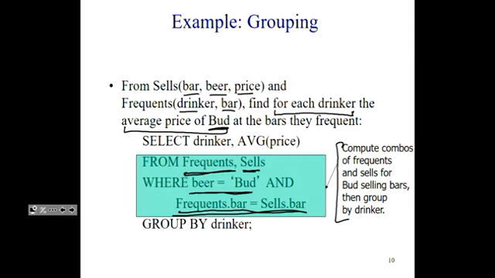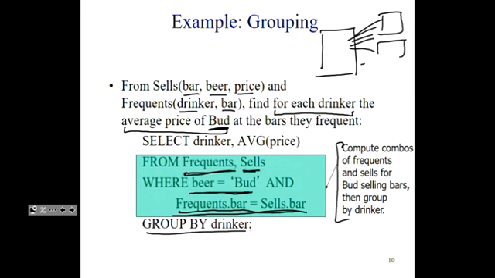Then I'm grouping by drinker. Okay, so I'm taking the result, and then I'm categorizing it into various groups, one group for drinker 1, one for drinker 2, and so on. And for each of those groups, G1, G2, G3, I'm going to then compute the average price, and then have that be part of the output. All right?